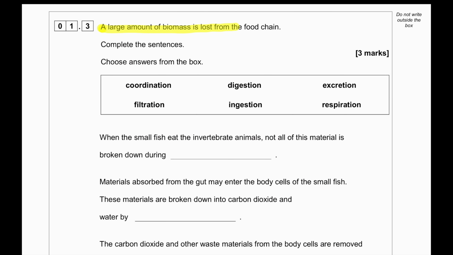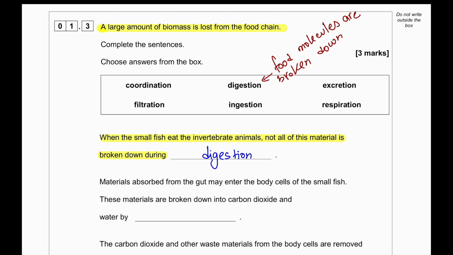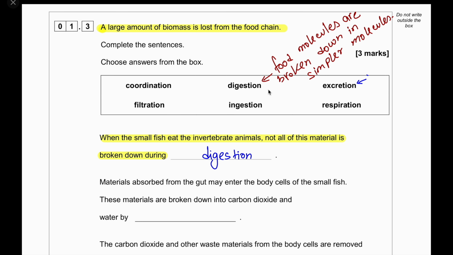A large amount of biomass is lost from the food chain. When the small fish eat the invertebrate animal, not all the material is broken down during... definitely, the word will be digestion. Because in digestion, food molecules are broken down into simpler molecules. The other process that I mentioned here is excretion. Excretion will be the loss of waste substances. So, removal of waste. An example of this waste would be carbon dioxide or urea.